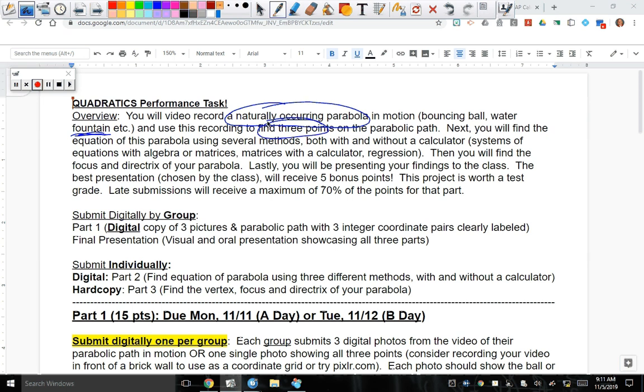Next you will find the equation of the parabola using several methods. Using several methods, not choosing from several methods, both with and without a calculator. You will do it with the system of equations, with either algebra or matrices, and then you will do matrices with the calculator, and the third and final way, so it's all 3, is the regression. Any questions from all of this?